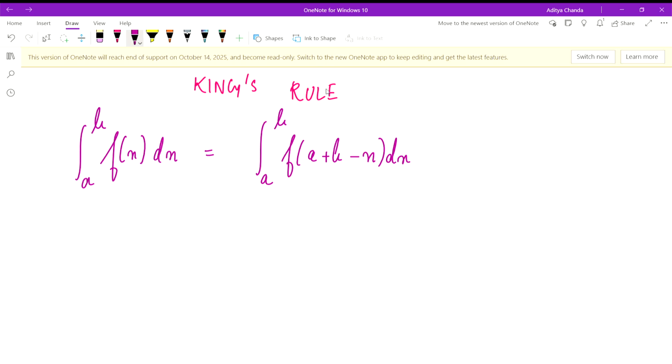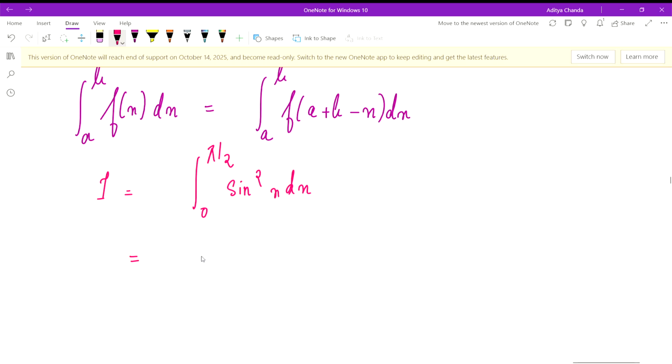So what does King's Rule tell us? In place of x, I write lower limit plus upper limit minus x. That is a plus b minus x. Let us understand this through a simple question. Let us take the integral from 0 to pi by 2 of sine square x dx.